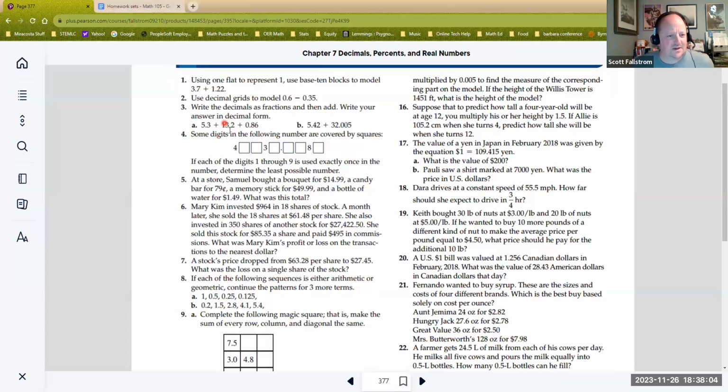So you are going to see some like this, and the goal is to just kind of remember, why do we line things up? Always have a reason for your students. Let's see here. Some digits are covered by squares. Each of the digits 1 through 9 is used exactly once. Determine the smallest possible number.